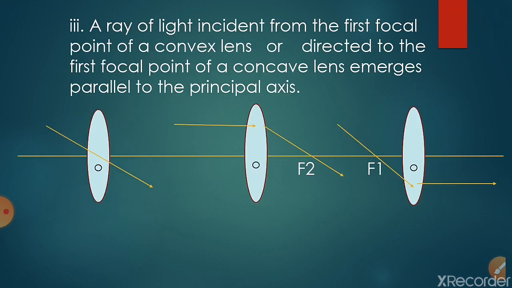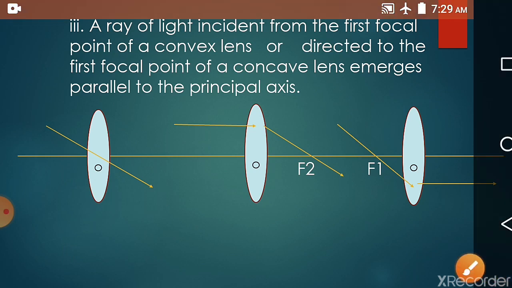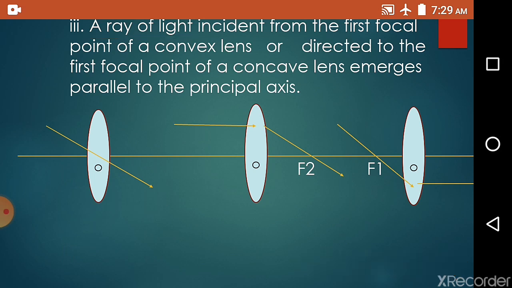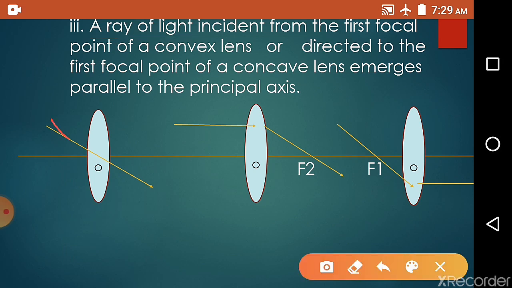So let's see, we have a figure. See, this one is the first principal ray. You can see this is the third principal ray: the ray of light incident from the first focal point of a convex lens or directed to the first focal point of a concave lens emerges parallel to the principal axis. So the first principal ray passes through the optical center and passes undeviated. The second principal ray is incident parallel on the lens, and it emerges out along the direction of the second focal point of the lens.